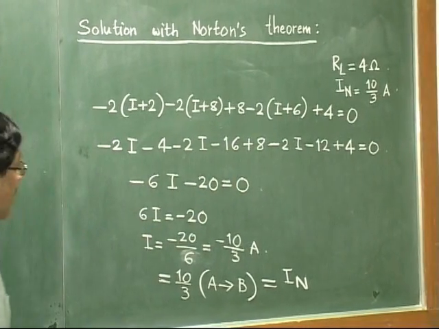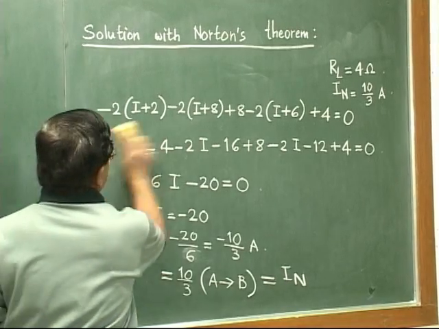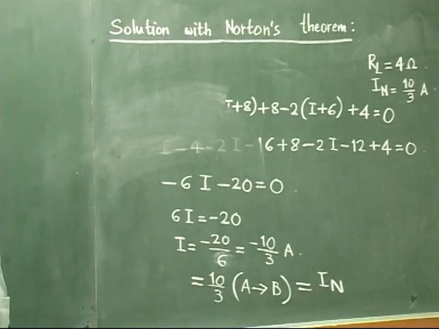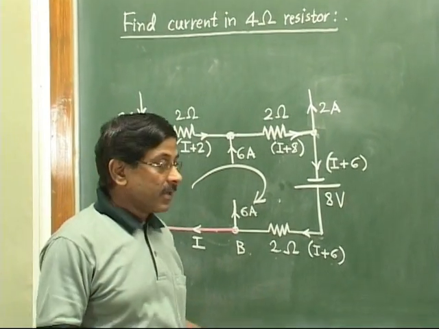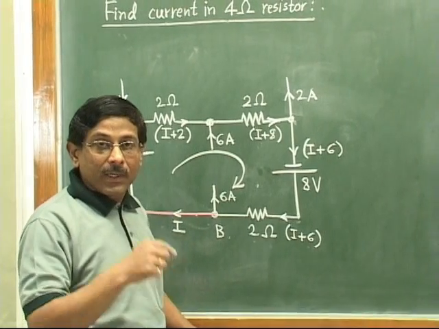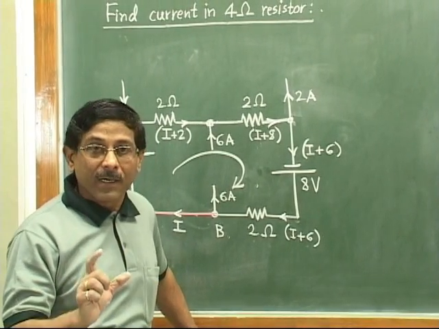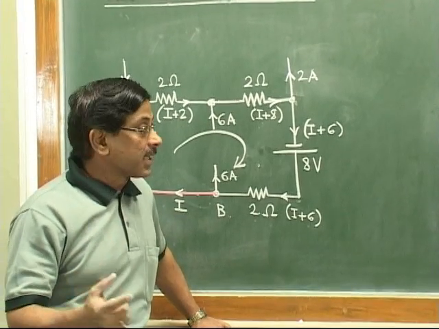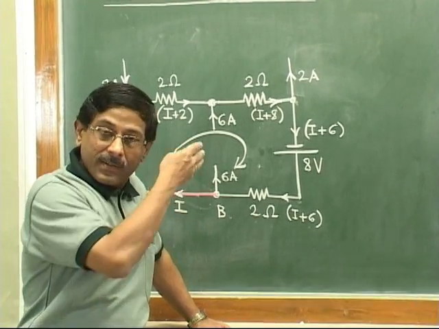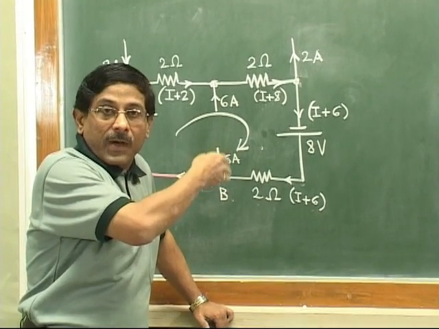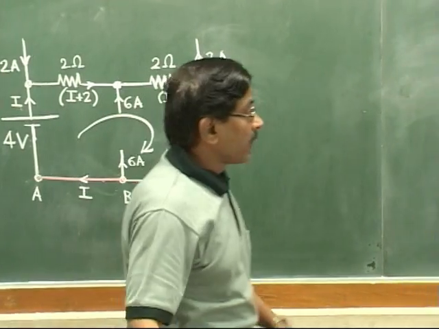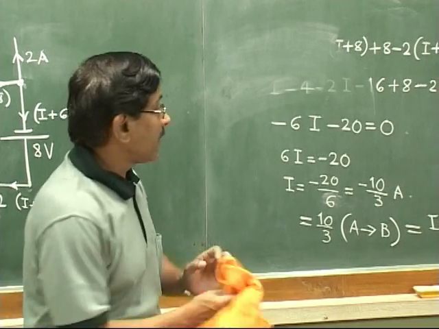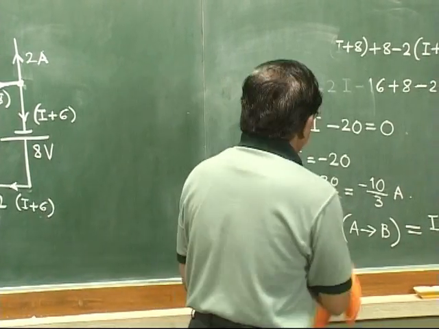Okay. And now the third step is to find the value of Rn, Norton's equivalent resistance. We will not waste time on that, because earlier while solving with Thevenin's theorem, we have already calculated the value of RTH. In Norton's theorem, Rn is the same as the value of RTH in Thevenin's theorem. Okay, so what was that value? We will just consider it here for the final solution.